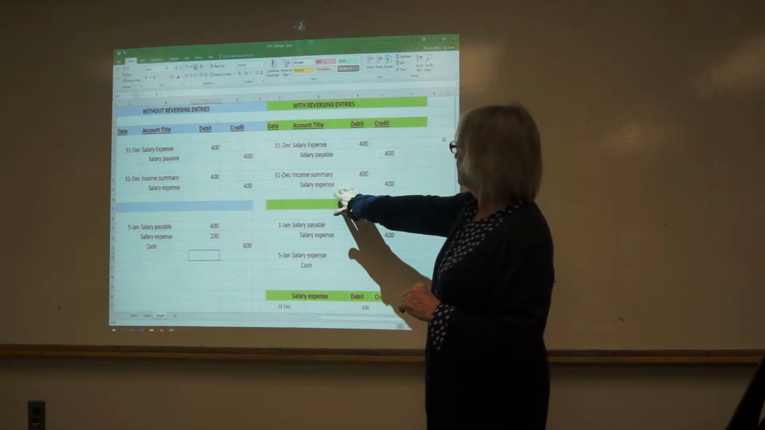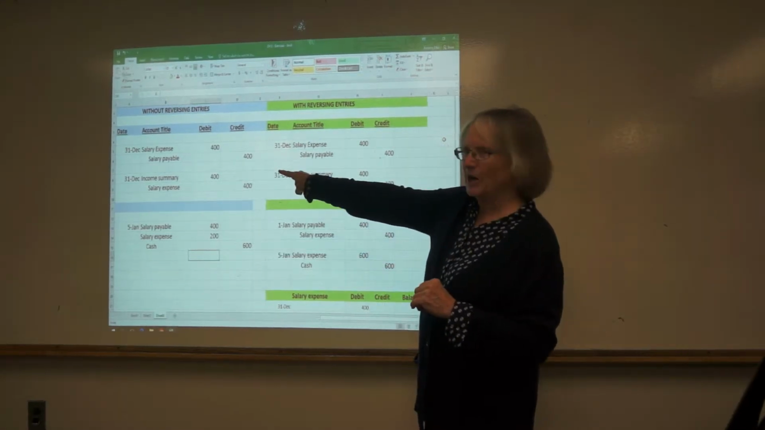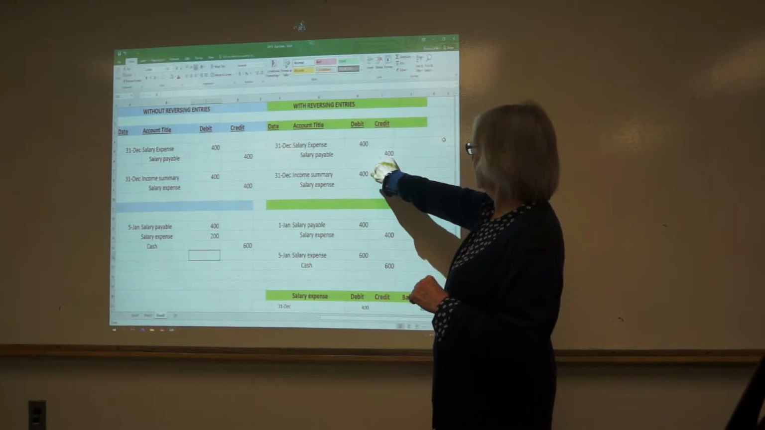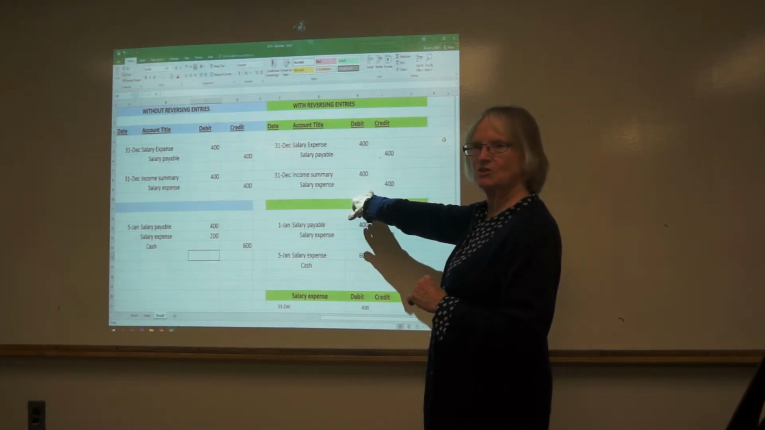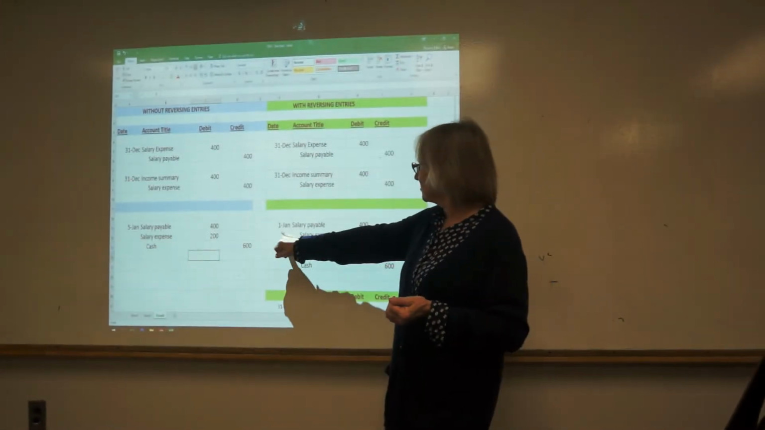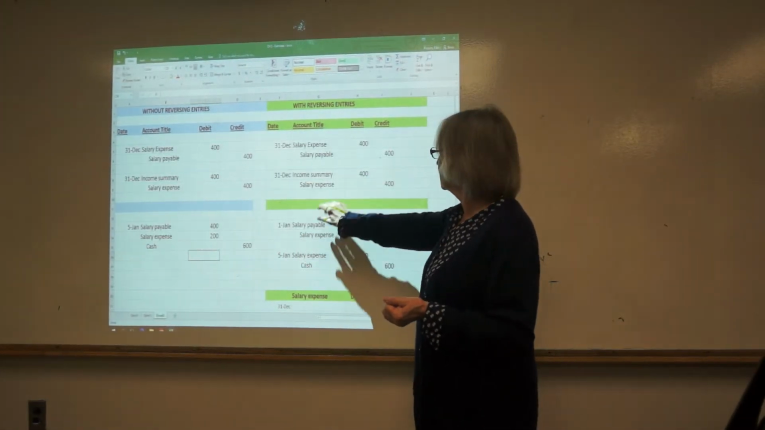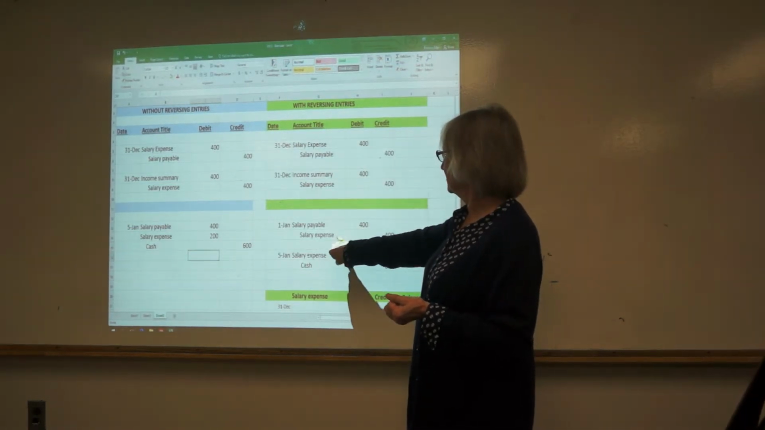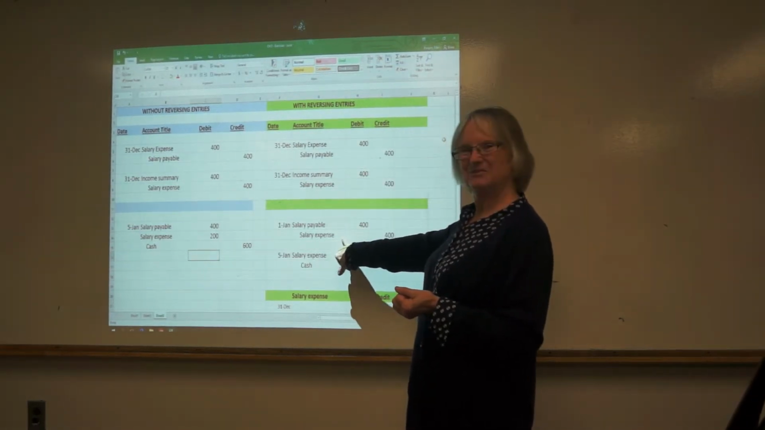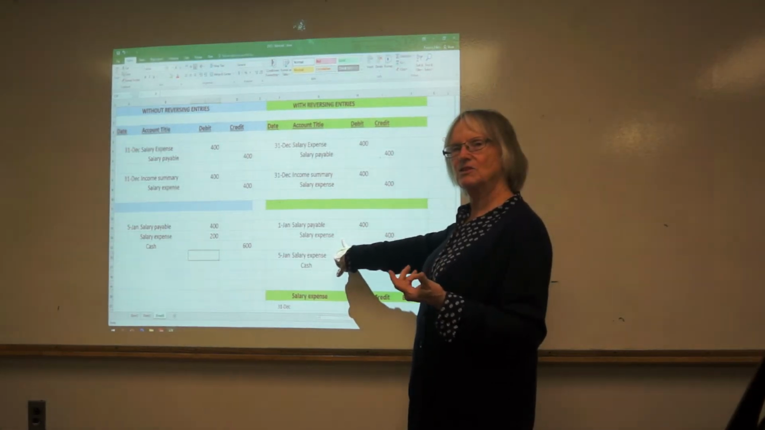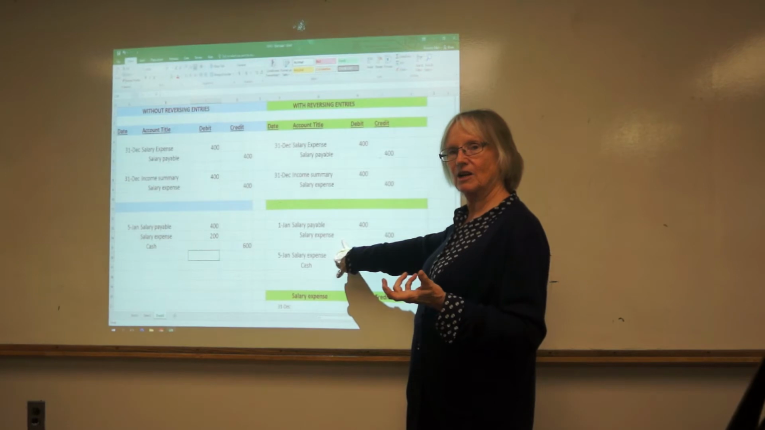Same thing happens up here as happens without reversing entries. You have the salary expense, you've got a payable. You close the salary expense account so it has a zero balance. With reversing entries though, on January 1, the first thing you do is reverse this journal entry and go salaries payable, debit, salary expense, credit. So what does that do? That gives you a negative $400 balance in your salary expense account.